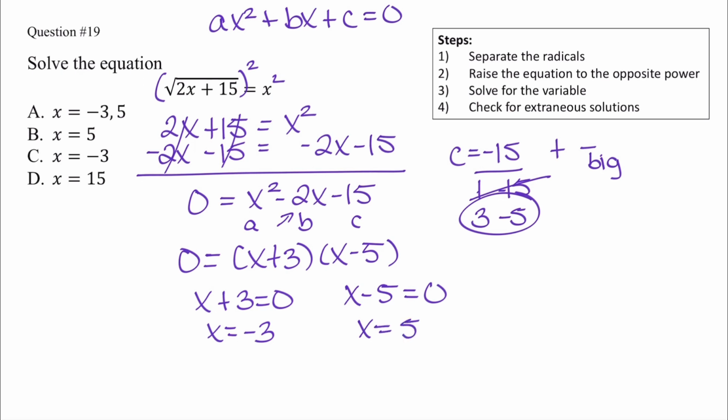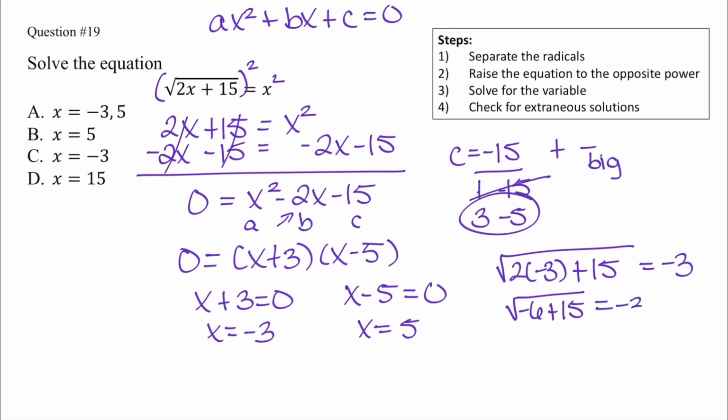Remember, whenever you're working with square root equations, you want to plug in and make sure that you're not getting any extraneous solutions. So when I go ahead and plug into my equation, if I plug in negative 3, I get the square root of 2 times negative 3 plus 15 equals negative 3, right? So that's the square root of negative 6 plus 15 equals negative 3, which tells me the square root of 9 equals negative 3, which does not work because that's saying that 3 equals negative 3. So this is going to be an extraneous solution.